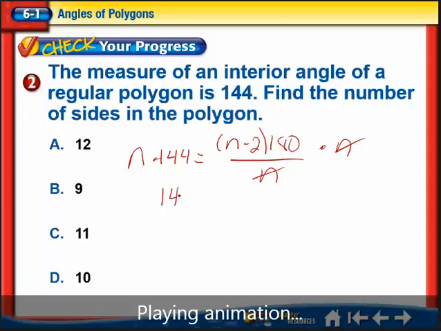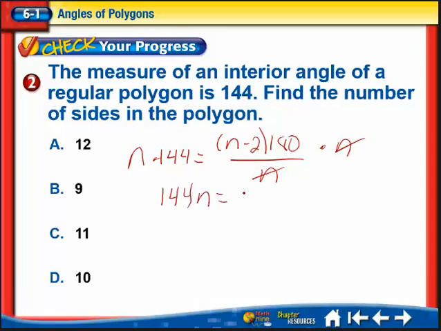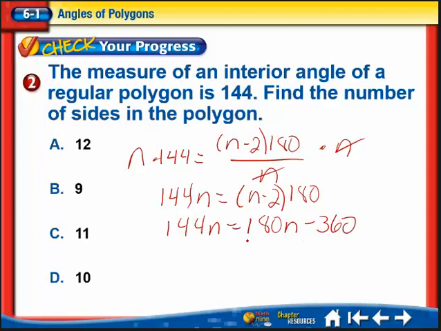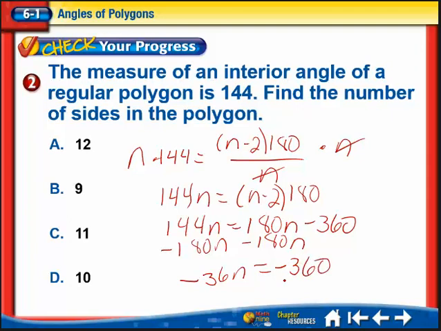So 144n equals n minus 2 times 180. I need to distribute here. When I distribute, I get 180n minus 360. Subtract the 180n so that I get my n's on the same side, and I get negative 36n equals negative 360. Divide by that negative 36 and n equals 10. So our correct answer is D.